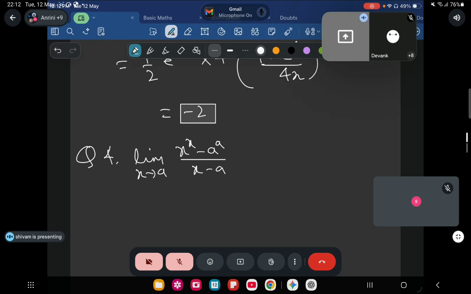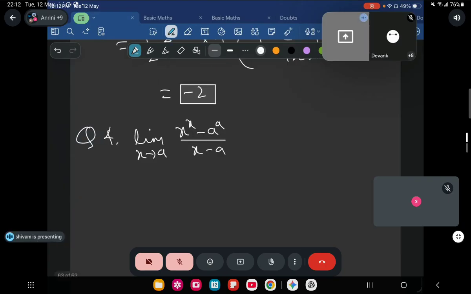Okay, everyone pay attention. x to the power x minus a to the power a upon x minus a. This is also an indeterminate form. So pay attention, everyone. You can directly use L'Hopital. After using L'Hopital, you can directly get the answer. Okay, Ritam, check your answer again. So everyone, what is the derivative of x to the power x? Tell me. Do people remember how to differentiate x to the power x?